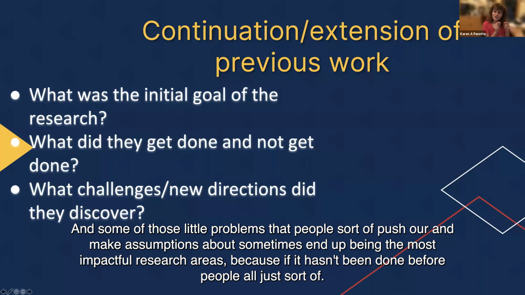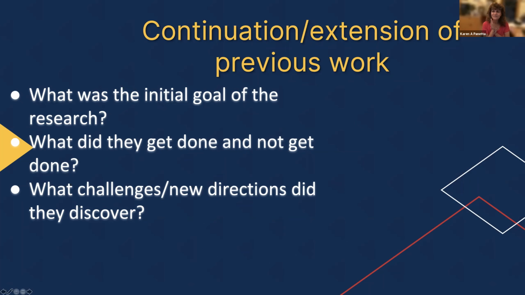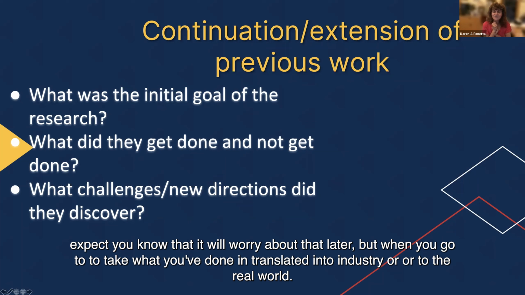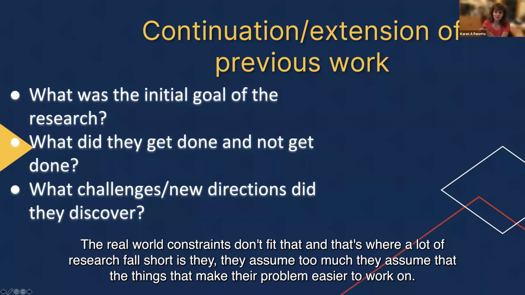And some of those little problems that people push out and make assumptions about sometimes end up being the most impactful research areas, because if it hasn't been done before, people just expect that we'll worry about that later. Well, when you go to take what you've done and translate it into industry or to the real world, constraints don't fit that. And that's where a lot of research falls short: they assume too much.